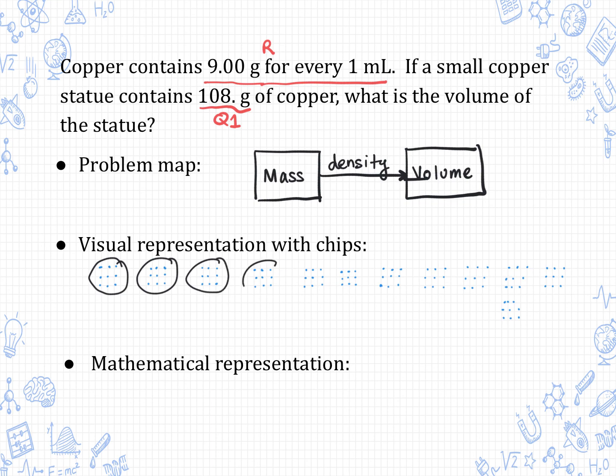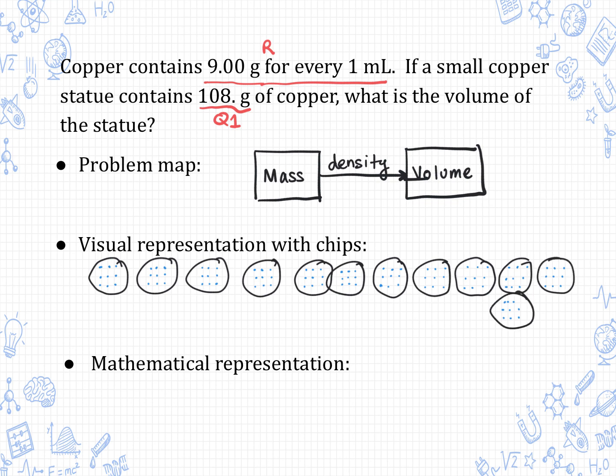So as I'm circling these units of 9, I'm really figuring out how many groups of 9 can I make when I have 108 grams. And I put 9 grams in each group because there's 9 grams in each 1 milliliter. And if I just count the number of groups, 1, 2, 4, 5, 6, 7, 8, 9, 10, 11, 12, it looks like I needed 12 groups.